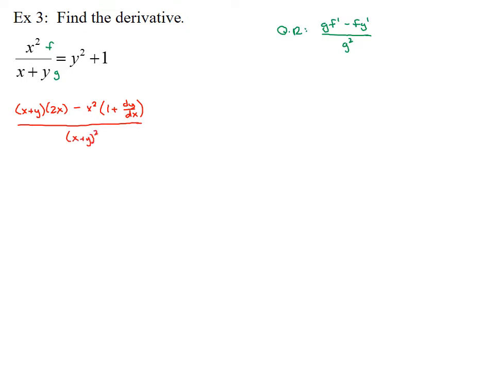So that's the left-hand side. The right-hand side, the derivative of y squared is 2y dy/dx, and the derivative of 1 is 0, so that term's actually gone. Good. One less term to worry about.